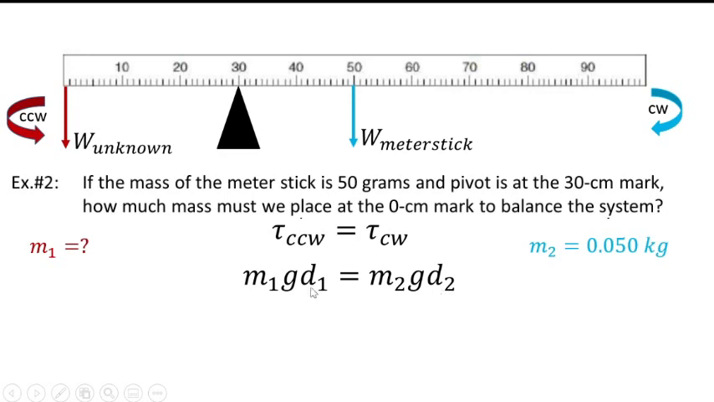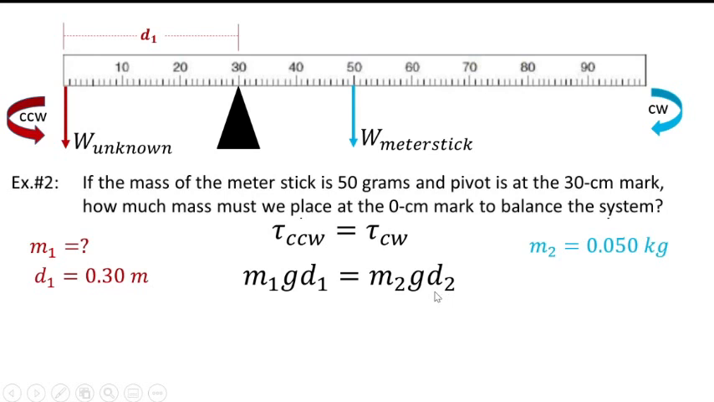So how can we determine D1 and D2 first? D1 is the distance from the pivot to the force applied. Here, if you will look on the meter stick, this is 0 and this is 30 cm. Therefore, D1 is 0.3 meters.